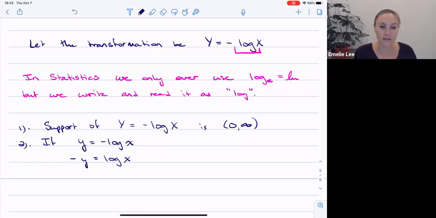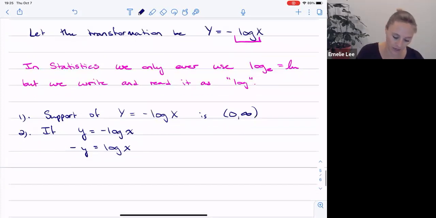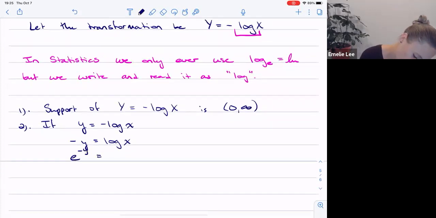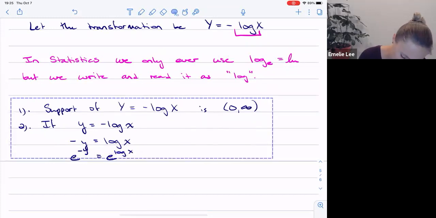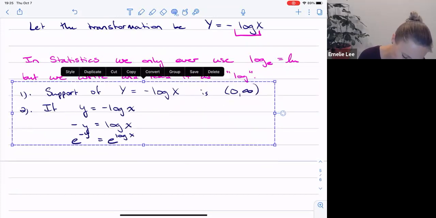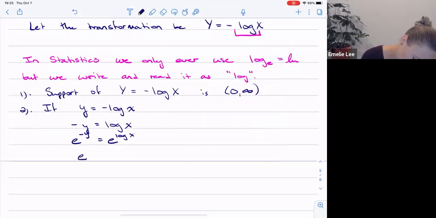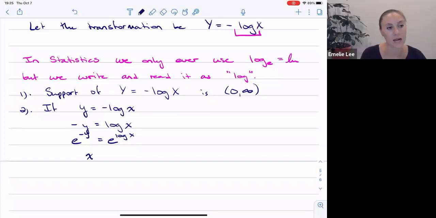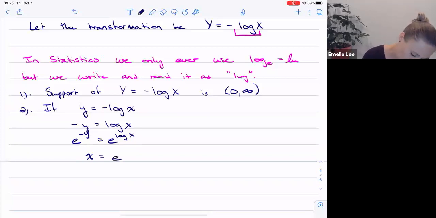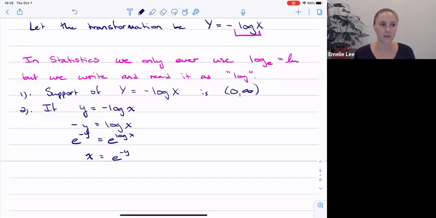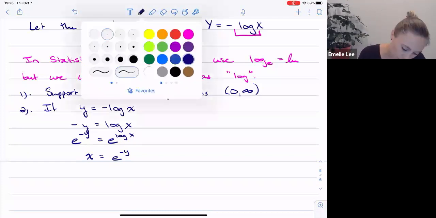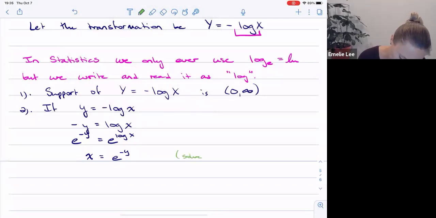To solve for x, what do I have to do? I have to take e to the power of both sides. So e to the negative y is e to the log x. And just to keep it on the same page, I'm gonna give myself one more line to work on here. So e to the negative y, and e to the log x is just going to drop down to x. That was the goal, and I'm trying to solve for x here. So x is e to the negative y. So the step that I'm completing here is solve for x.